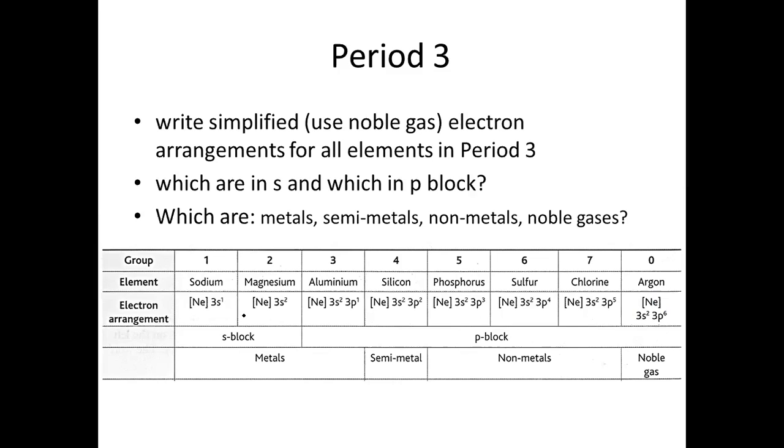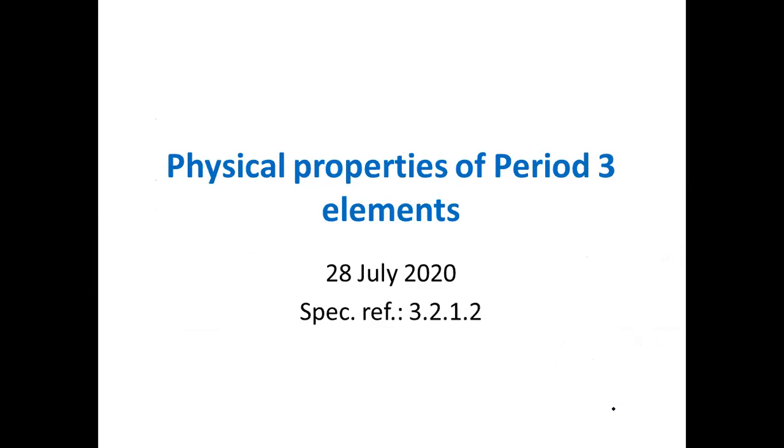And which ones are metals? So sodium, magnesium, aluminium are metals. Silicon is a semi-metal. Phosphorus, sulfur, and chlorine, they're non-metals. And argon is classified as a noble gas. So make sure you are able to classify all of these elements and do the configuration.